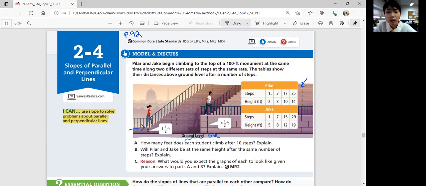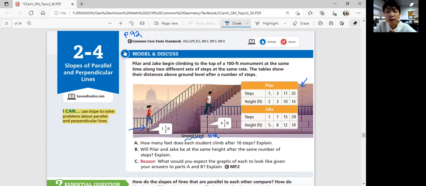And this is the table we have. After one step, Pillar is at 2 feet above ground, Jake is at 5 feet above ground, and so on. So after the 25th step, Pillar is at 14 feet. After the 29th step, Jake is at 19 feet above the ground. So part A. How many feet does each student climb after 10 steps? It's not shown in the table, but can you figure that out? Do you see the pattern?